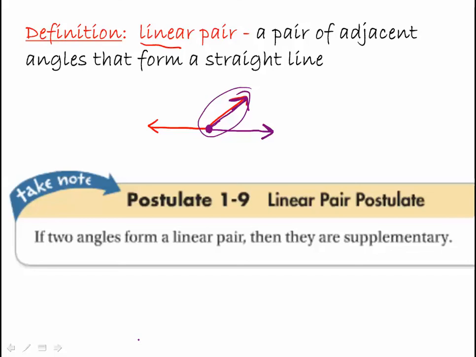Postulate 1.9 says if two angles form a linear pair, then they are supplementary, which of course makes sense because if they form a linear pair or a straight line, then they must make a straight angle. And two angles that make a straight angle would add up to 180 degrees.